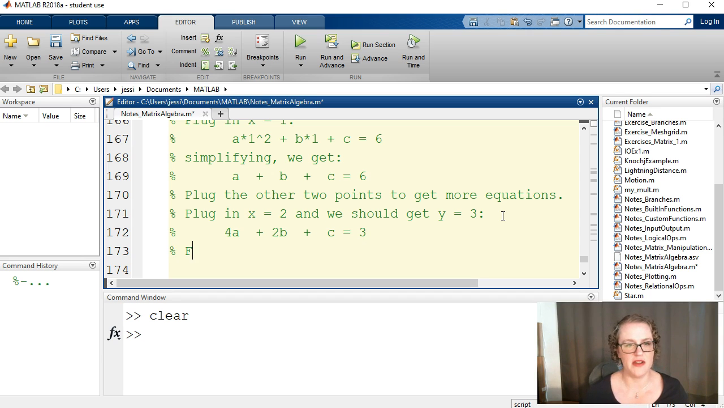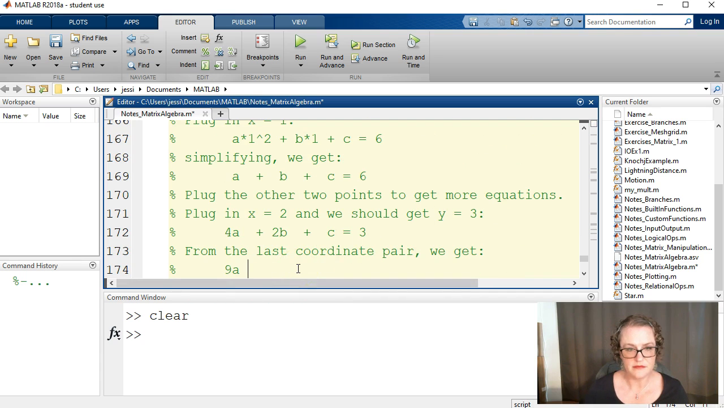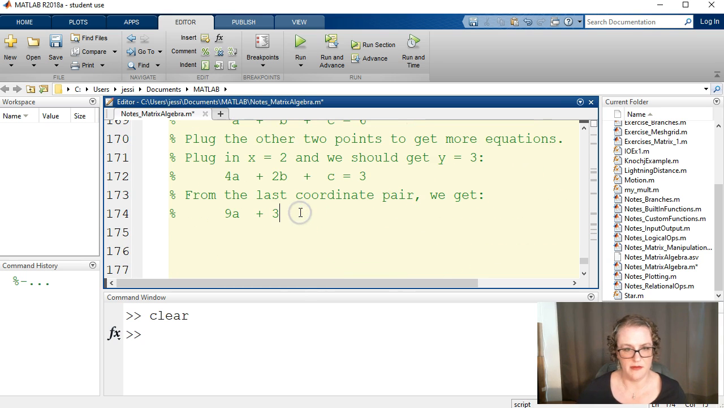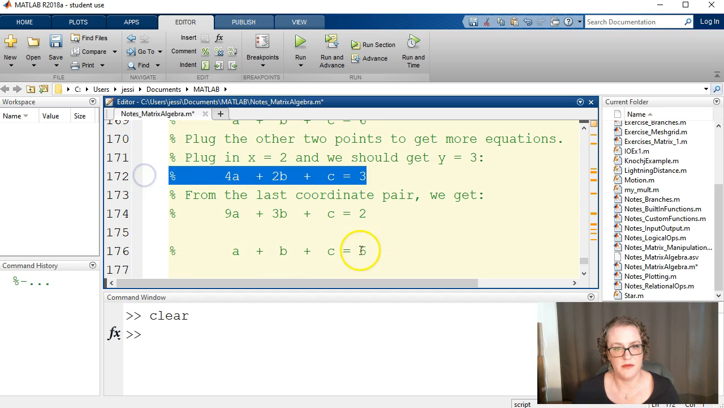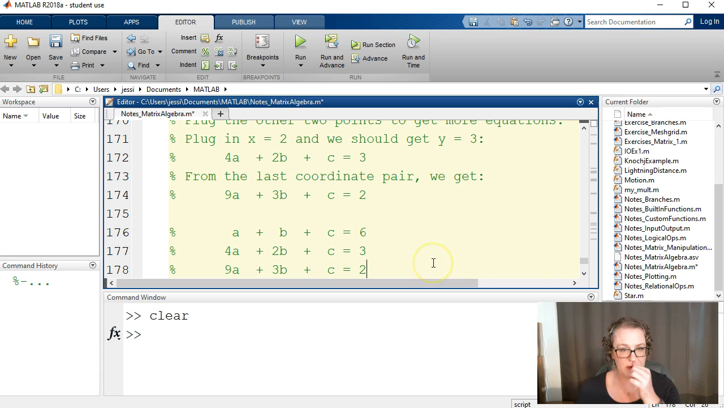And from the last coordinate pair, I have to remember what it was, 3 comma 2, we get: when I square the 3, I get 9, and when I don't square it, I get 3b plus c equals 2. Let's bring those all together so we can look at them. You won't have to do this every time. So what we've got now is putting them all together.